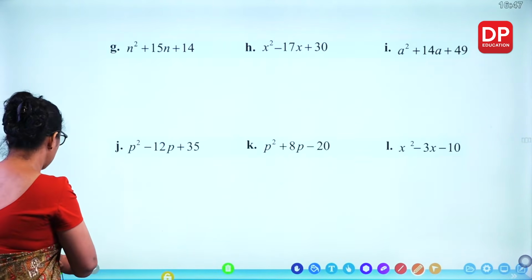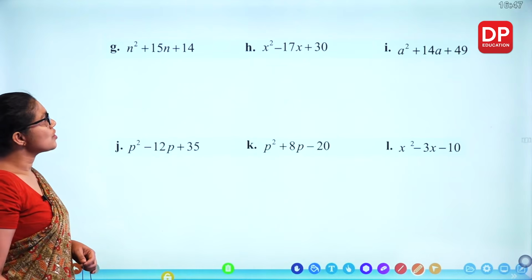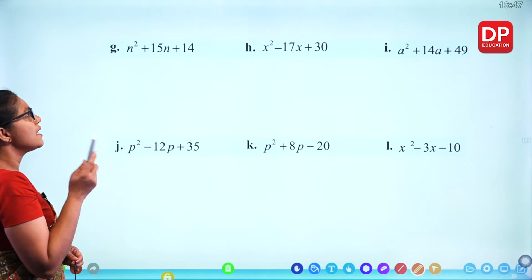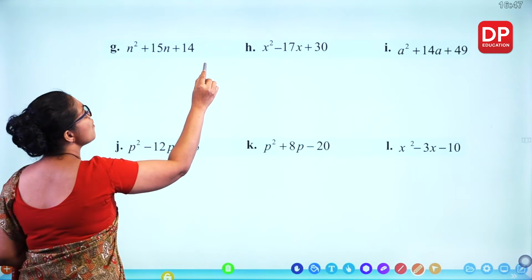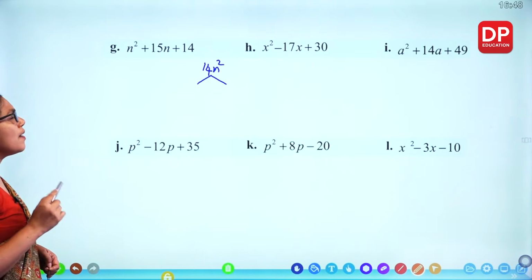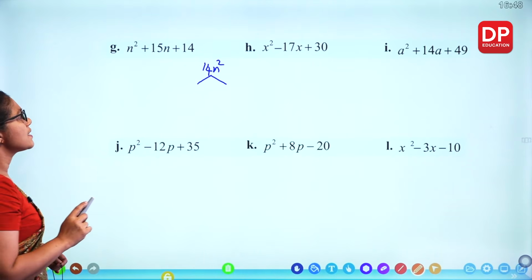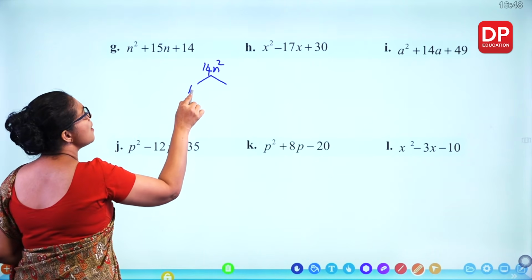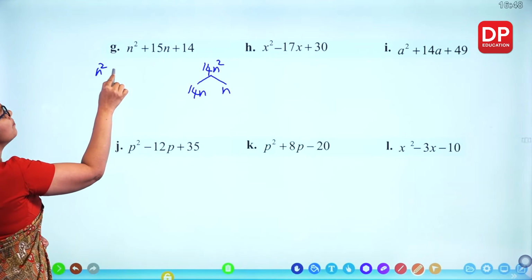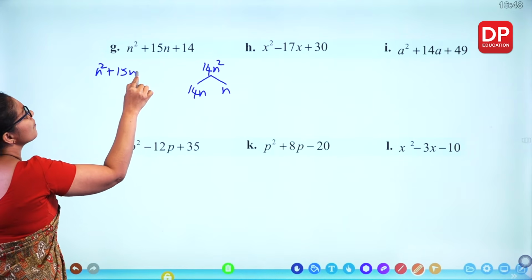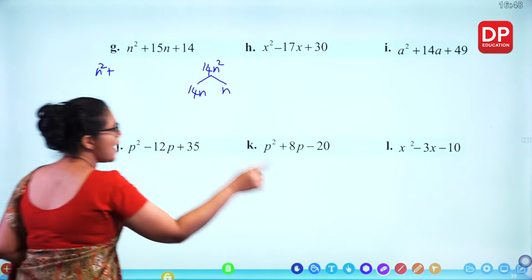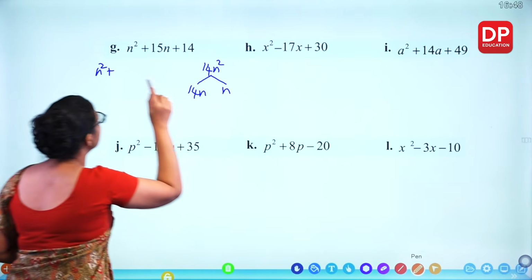Now we'll look at the next question. So 14 as the last digit and plus 15. So what are the factors of 14 in square? Both should be positive because the middle term is positive. So what are the factors of 14? Plus 14 and plus 1. Split the middle term. So I can write, instead of 15, I have to write 14 and 1.